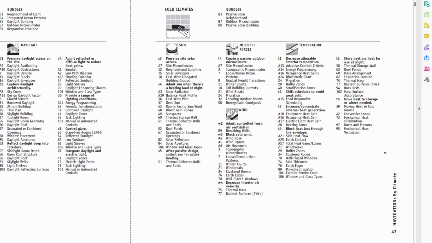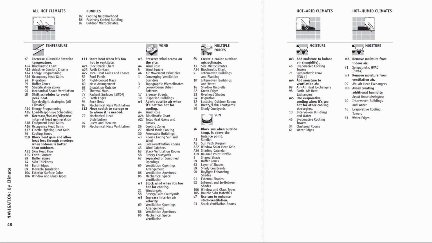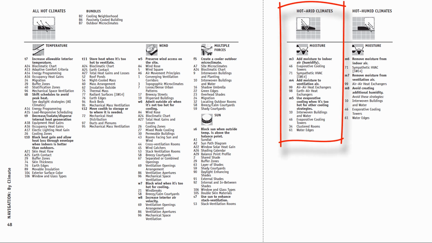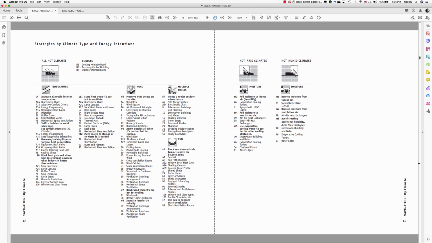And then if you want to focus on something that has to do with sun, or something that has to do with wind or temperature, you can find subcategories of strategies and analysis techniques and so forth listed underneath there. And also ones that deal with multiple forces. So we have also strategies that work in all hot climates. And then we have some that are primarily oriented towards hot, arid climates, and some that are primarily oriented towards hot, humid climates. So that's another way to find out which kinds of strategies or bundles or analysis techniques you might be interested in.